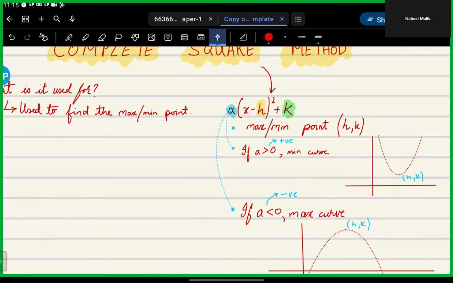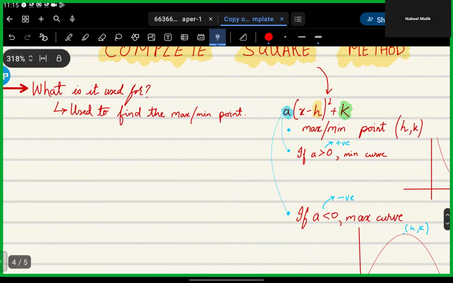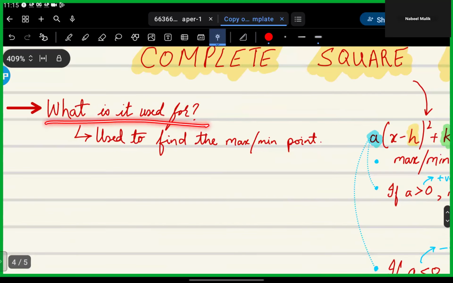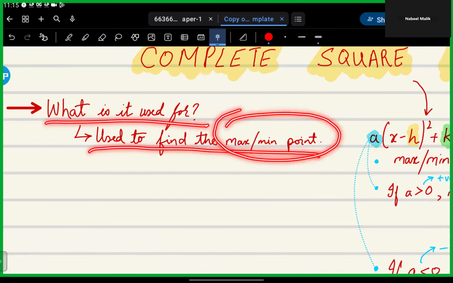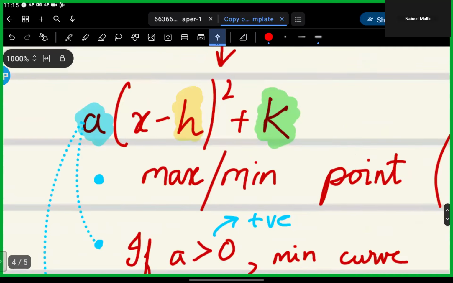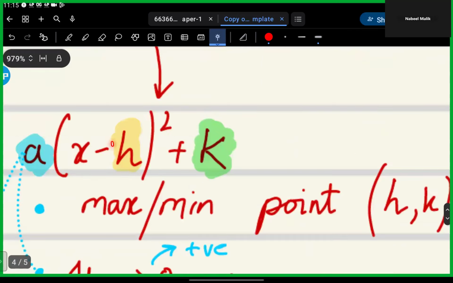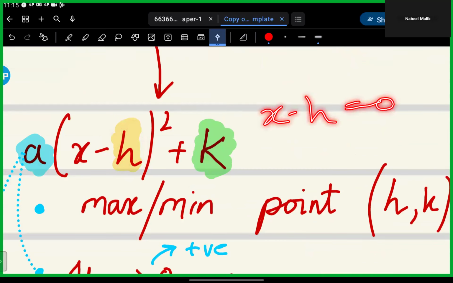All right, so let's continue. Now, what is it used for? It is used to find the maximum or the minimum point. You will get this form. Now, you cannot write h directly. So basically x minus h is equal to 0. You take it equal to 0 and x is equal to h, then you will get the point. So signs will change.